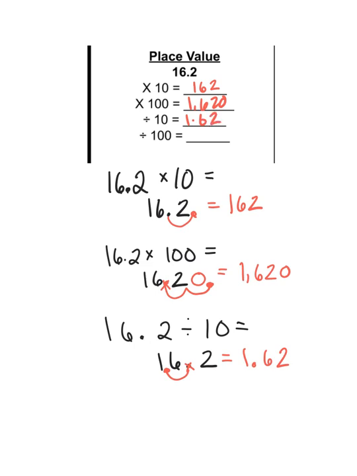Last one, we're going to divide 16 2/10 by 100. Okay, now our decimal point needs to move over 2 spots because I have 2 zeros in 100. 1, 2. Now my number is getting really small. My quotient is going to be 162 thousandths.